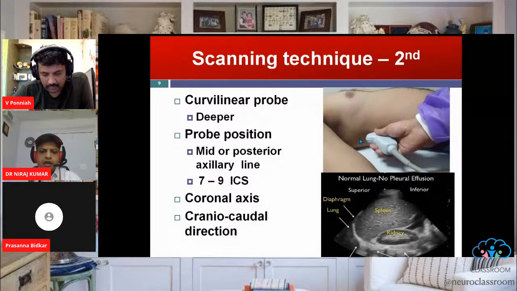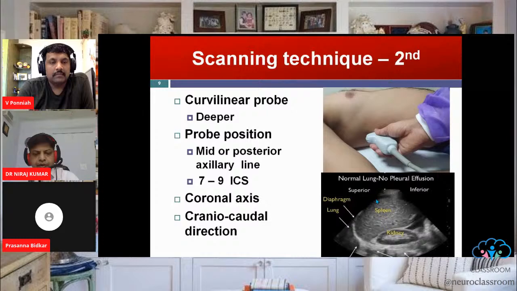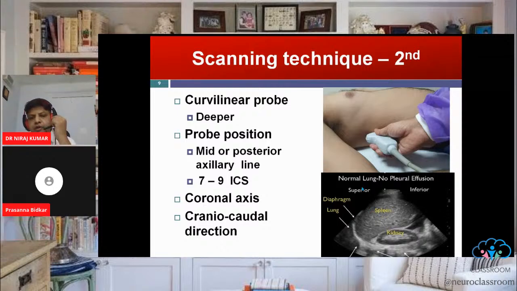Then you will get this picture. So the direction is always craniocaudal direction. When such an image is obtained, try to recognize this white hyperechoic curve-like structure, that is the diaphragm. And below the diaphragm, if it is on the right side, then it is liver, and if it is on the left side, this granular structure is spleen. And above this diaphragm, toward the head side or cranial side, our lung is situated.